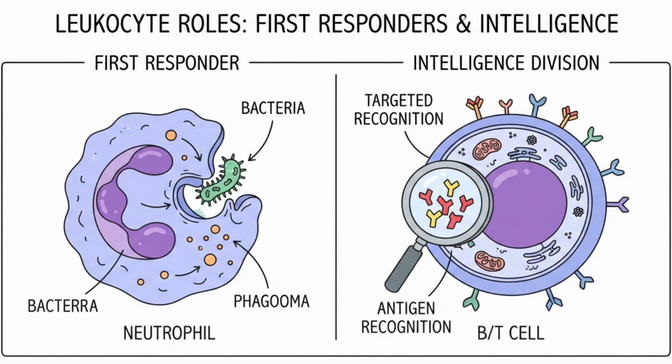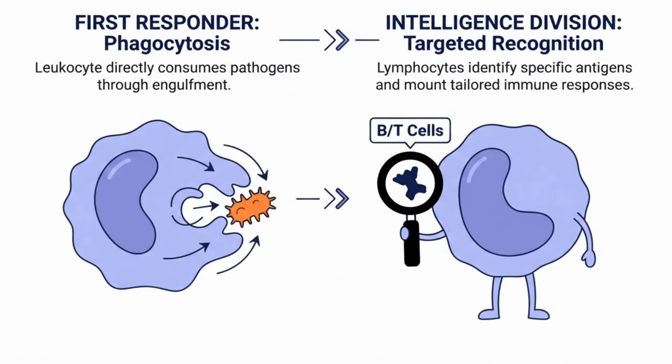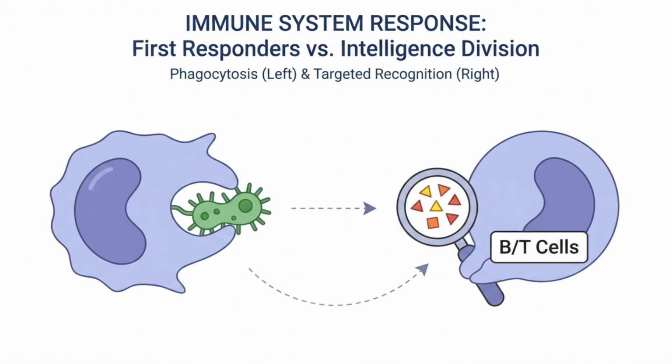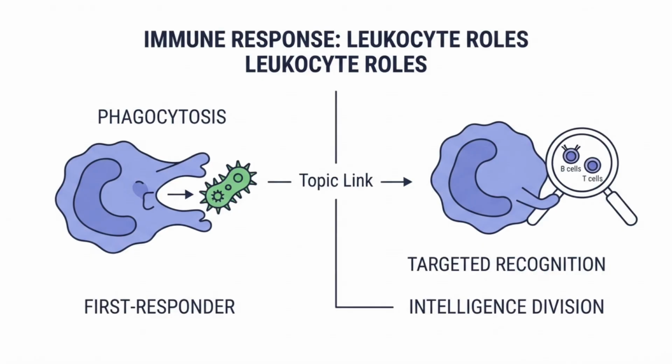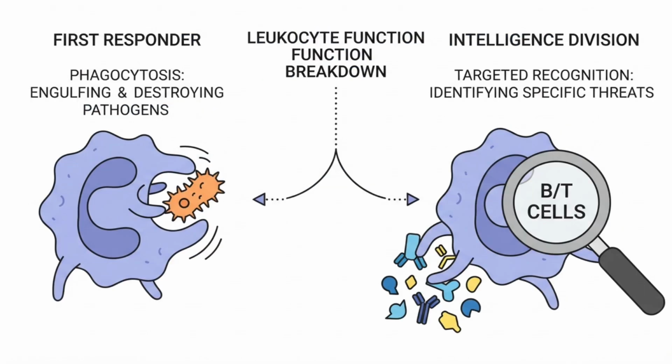Lymphocytes, including B cells and T cells, function more like an intelligence division, recognizing specific pathogens and either producing targeted antibodies or directly killing infected cells. And it's this same lymphocyte memory that makes vaccines work years after the original shot.